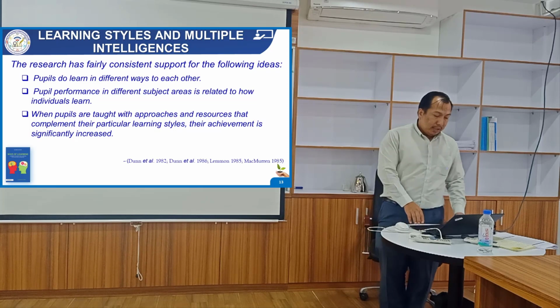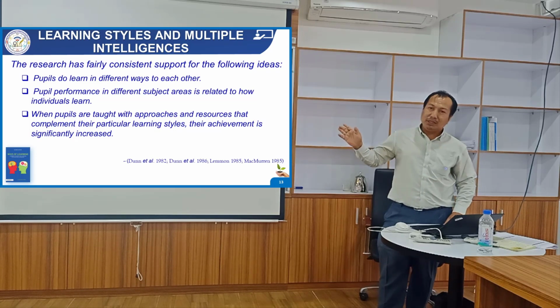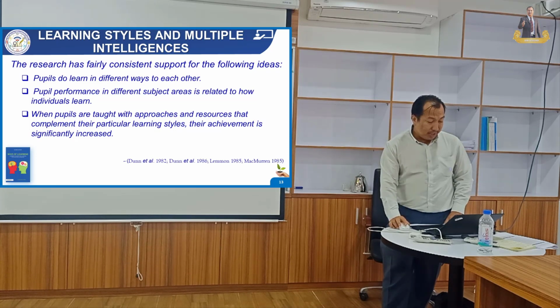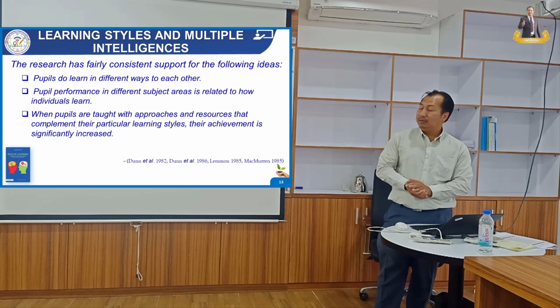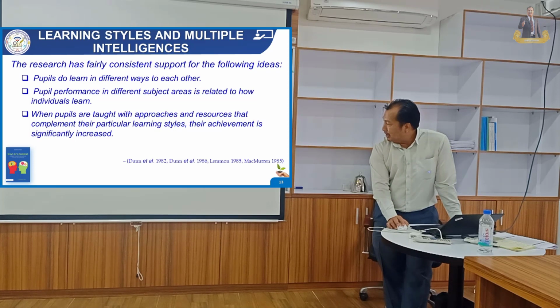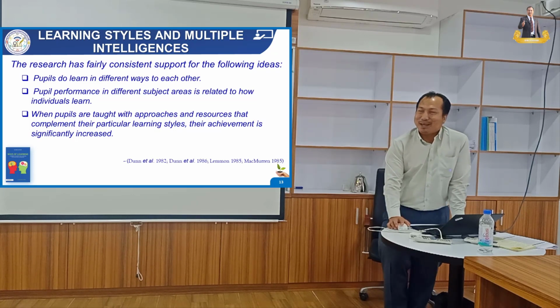This part shows the findings of some researchers. But researchers here does not mean I went and read the original text; they read from the book. They raised some fairly consistent findings to support the following idea: pupils do learn in different ways from each other. The finding demonstrates this, but they found it since 1980-something. Maybe we can conduct new research here and see if it's still the same or different.